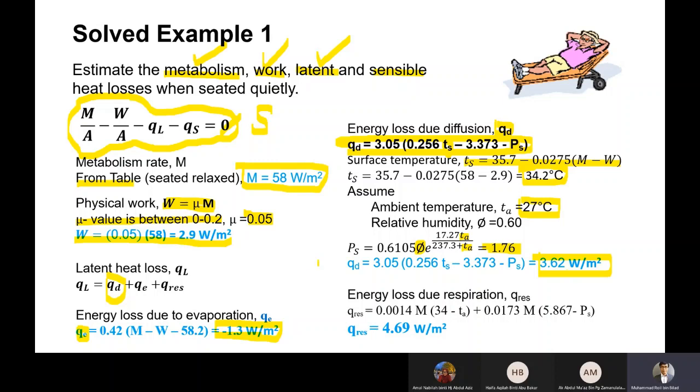And then finally, we calculate the energy loss due to respiration. In this term, what we need is M, the metabolism, which we have. Ta, the ambient temperature, we assumed before. And Ps, we estimated before. So we get the Q loss due to respiration as 4.69 watt per meter square. Okay, latent heat done.